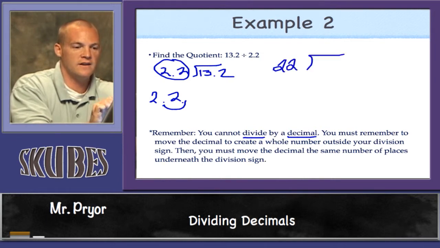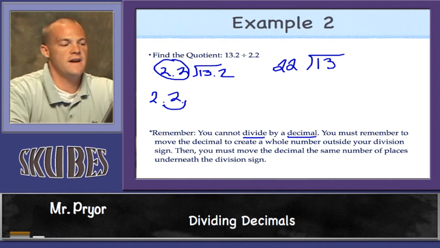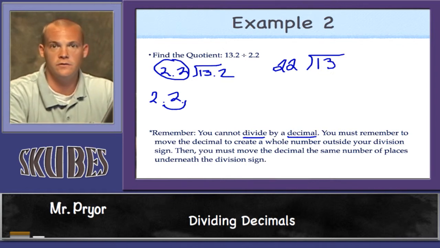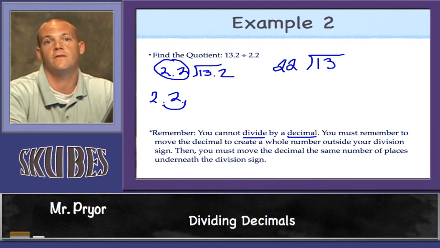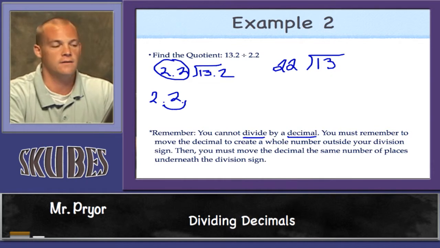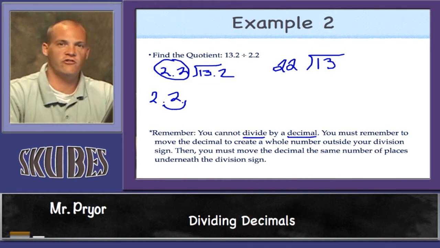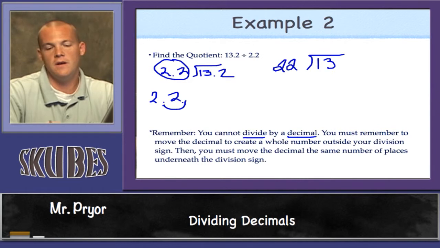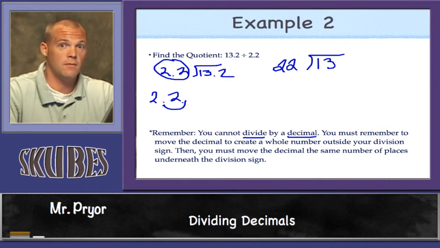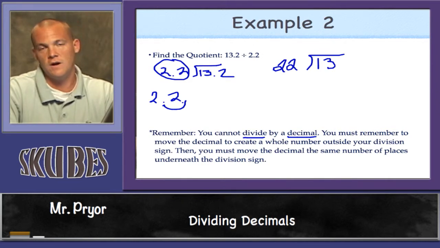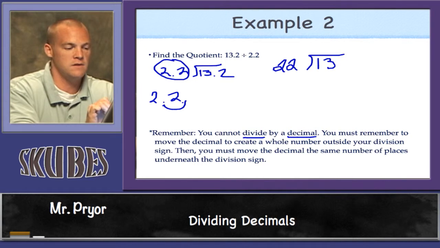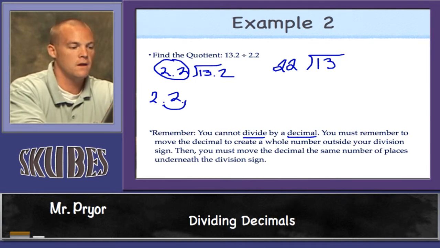So you're looking at 22 now that you can divide into 13. But now, because we modified 22 before we do the division, we have to also move the decimal underneath the division sign. You can't just modify one part of a problem. If you're going to change any part of a problem, something else will need to be changed as well. And in this case, it's going to be 13.2. We will move the decimal underneath the division sign the exact number of places that we moved the decimal outside the division sign.